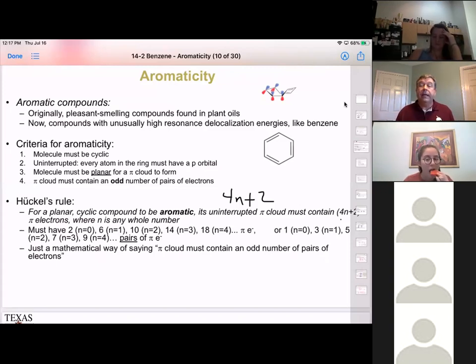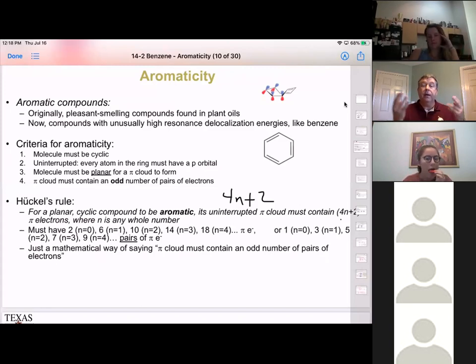So either remember the numbers 2, 6, 10, or 14, or remember it has to be an odd number of pairs. They both say the same thing. Just make sure that you are consistent in that, okay? So 2, 6, 10 is aromatic.